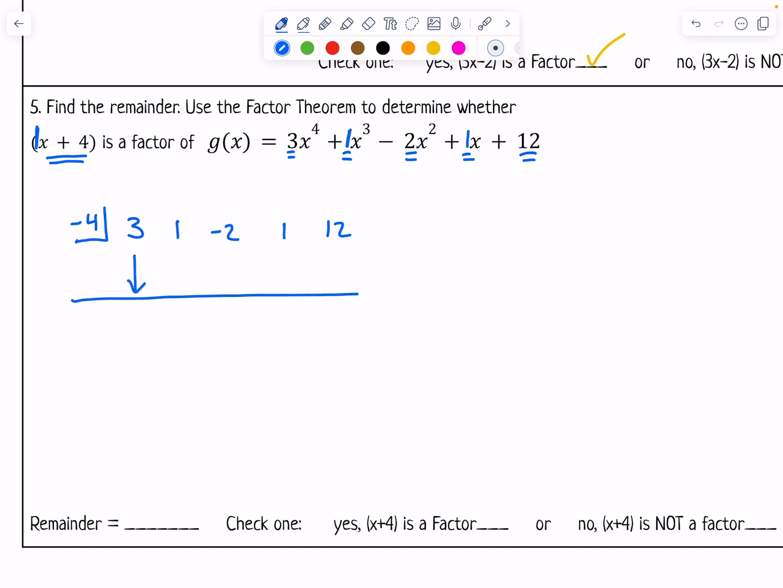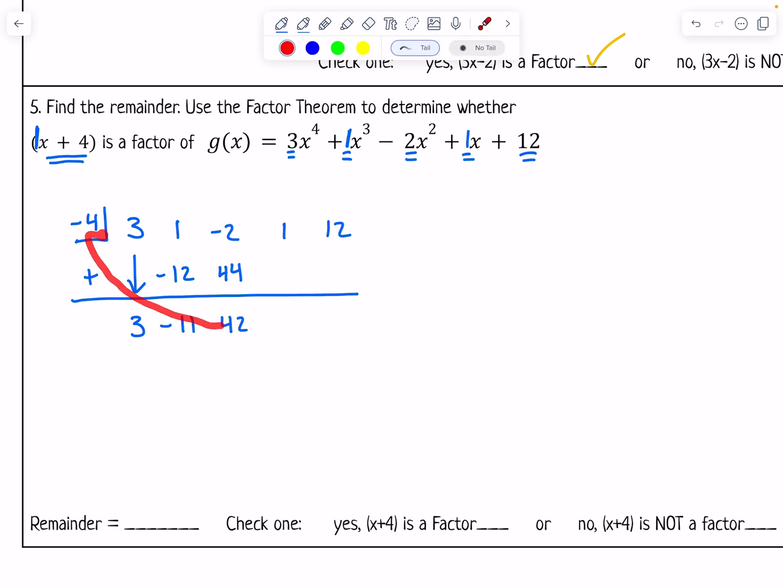Drop the first one down, so I drop down the 3, and then I start my process of multiplying and adding. So 3 times negative 4 is going to go underneath the next number, so that'll give me negative 12, and then I add those together. So 1 minus 12 is negative 11. Then I need to do negative 11 times negative 4 and bring that over. So negative 11 times negative 4 is 44. And 44 plus negative 2 would be 42.